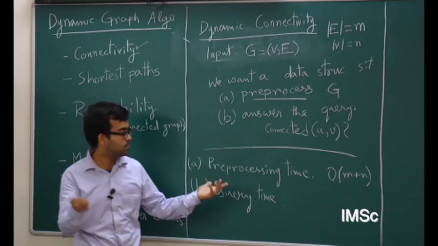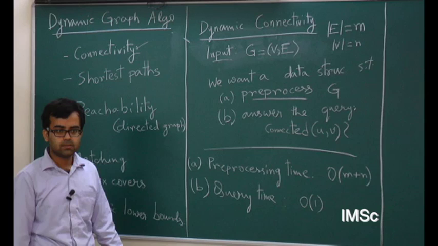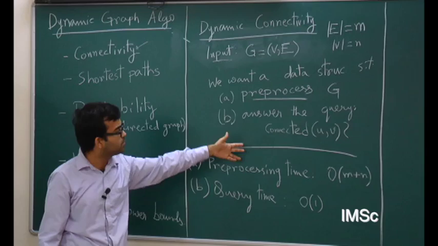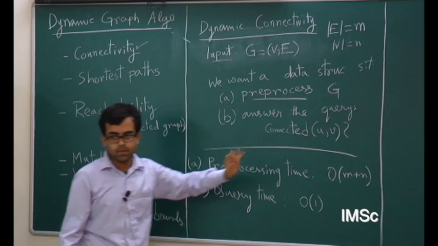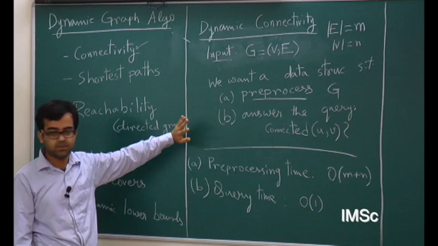So with the pre-processing, the query time is constant, and you can see that this is optimum. Okay, I am not talking about space. You can also think, what is the space requirement? The space requirement is also going to be linear. But in dynamic graph algorithms, usually we do not care so much about the space. We mainly care about these things and one more thing.